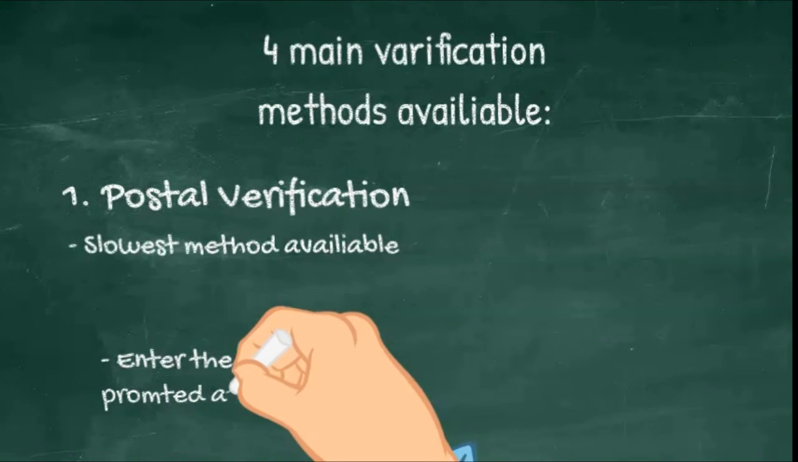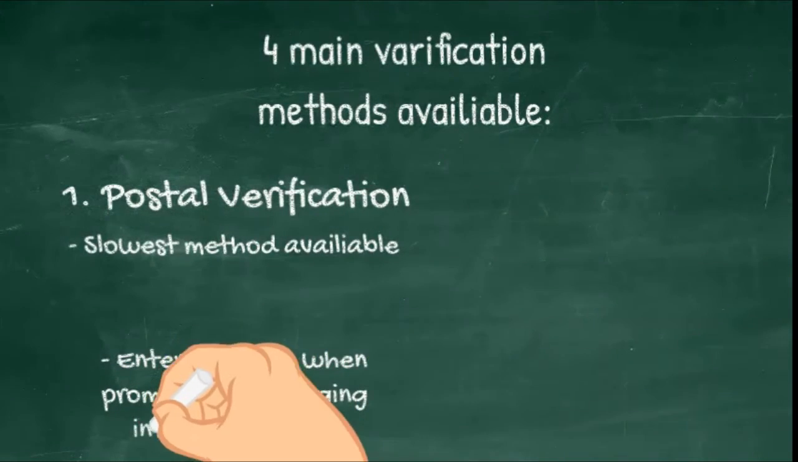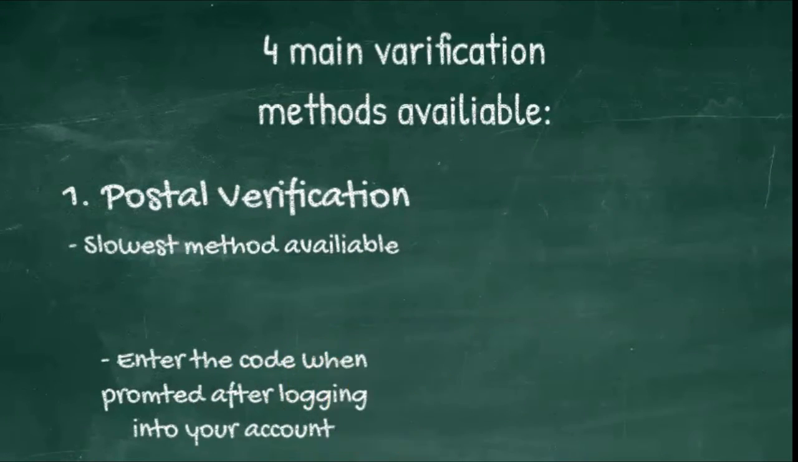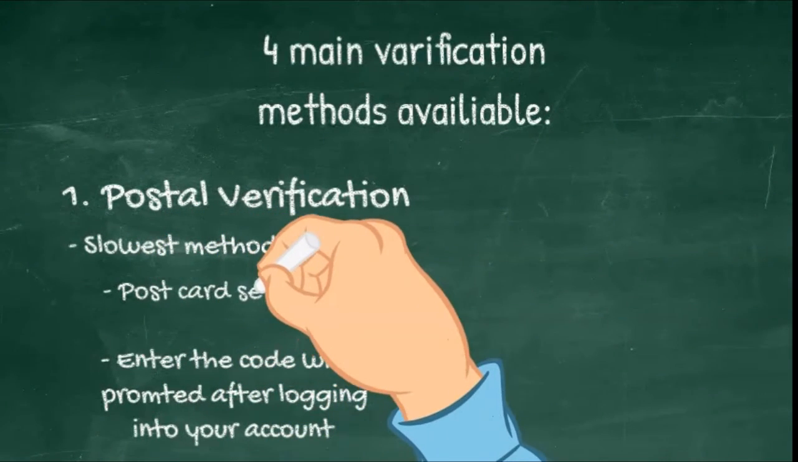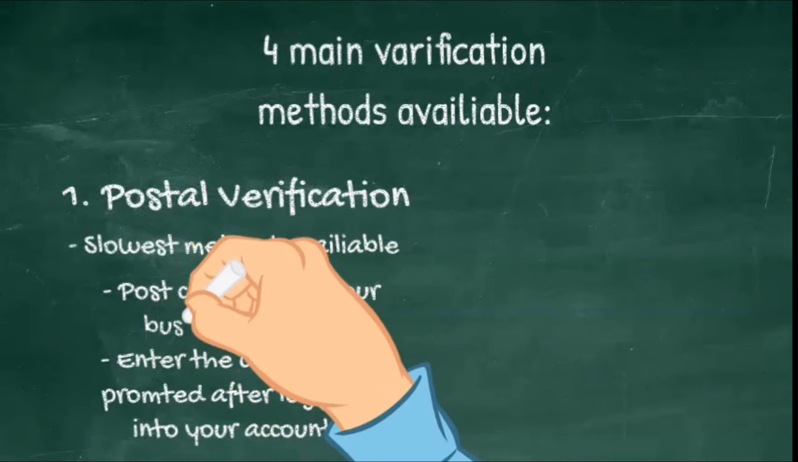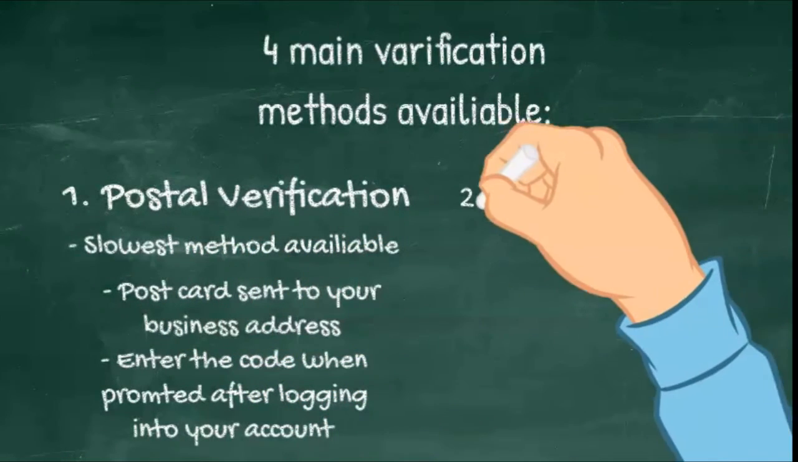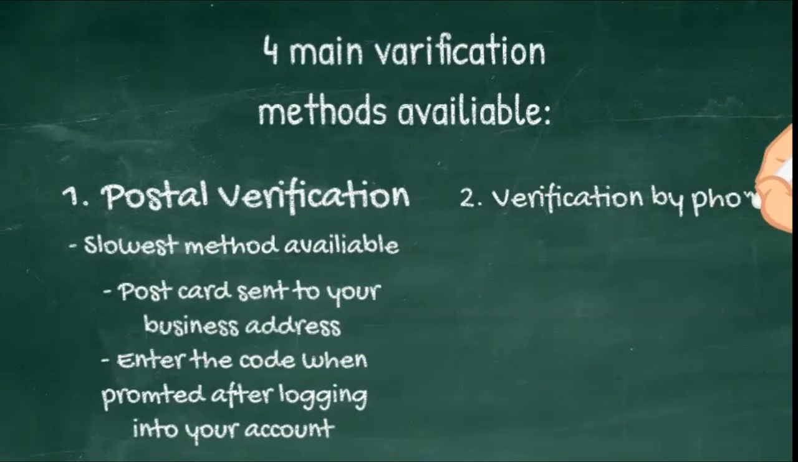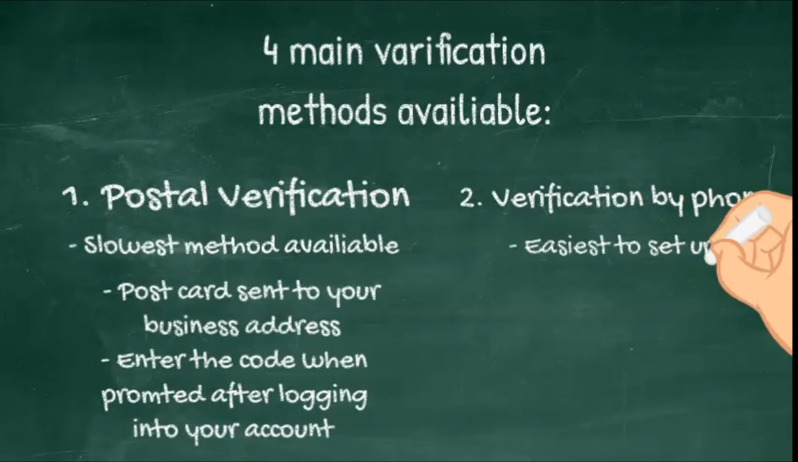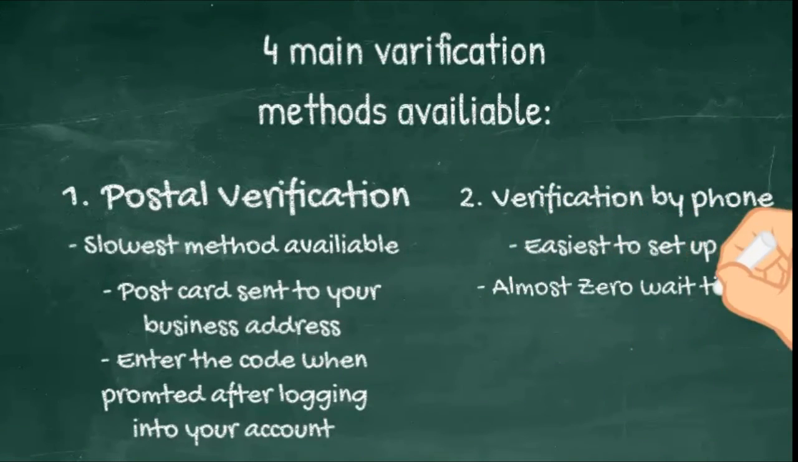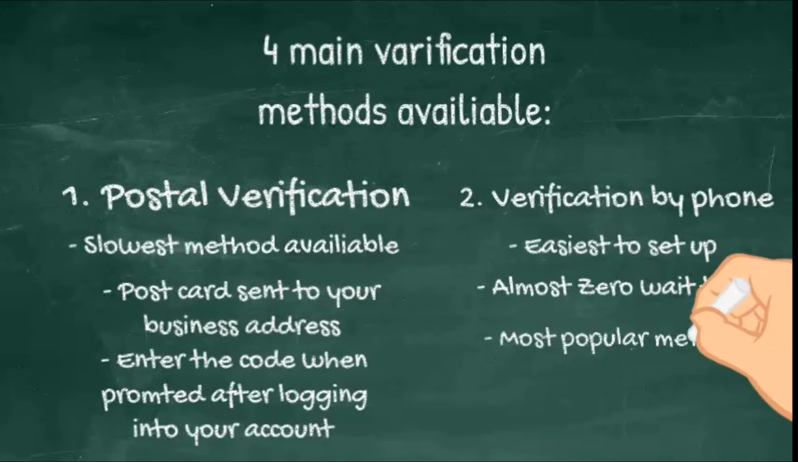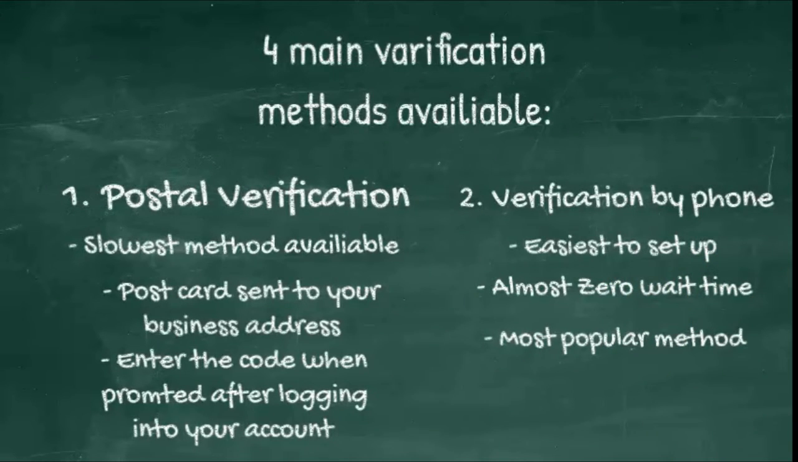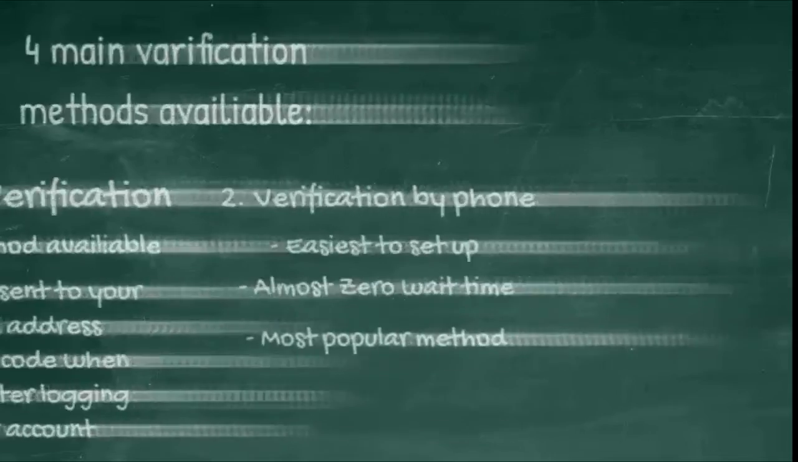Once you receive this code, you simply enter it into your Google My Business account and you are free to edit the business listing however you wish. Number 2, verification by phone. This is the most popular verification method available. It's not the quickest, but it requires a lot less effort to set up. If your phone number is already on the listing, Google can offer to call you and an automated message will provide you a verification code.